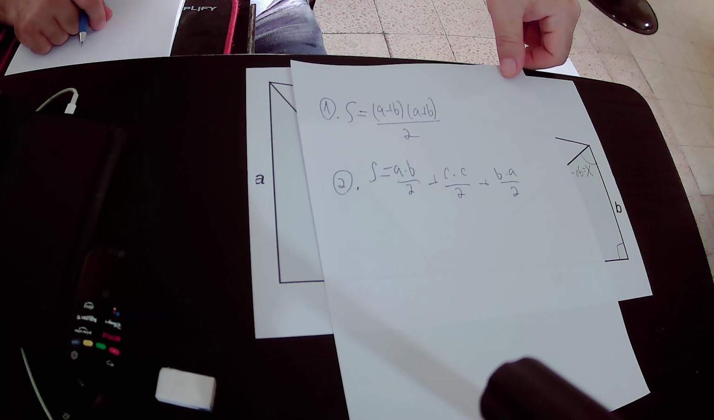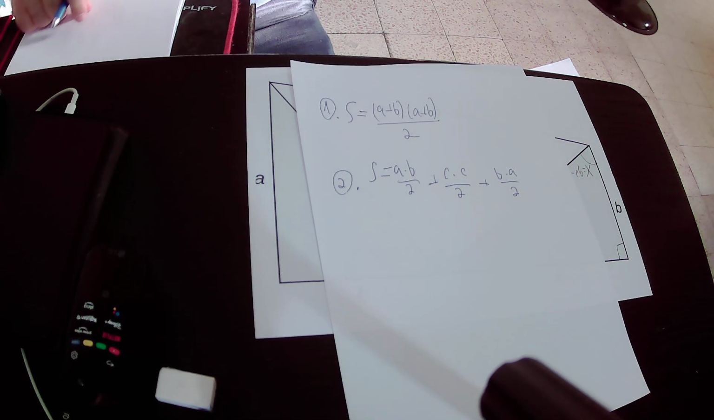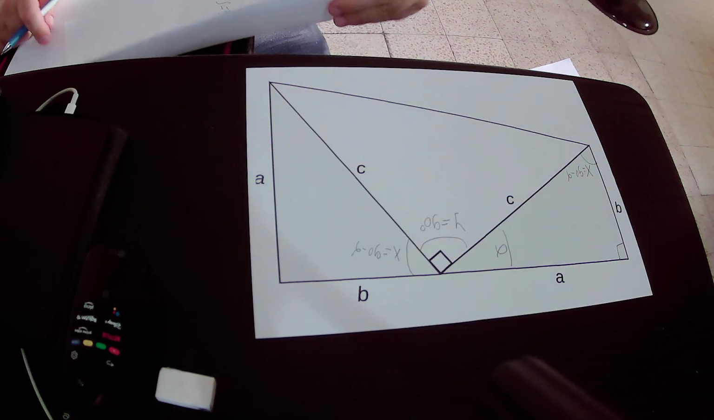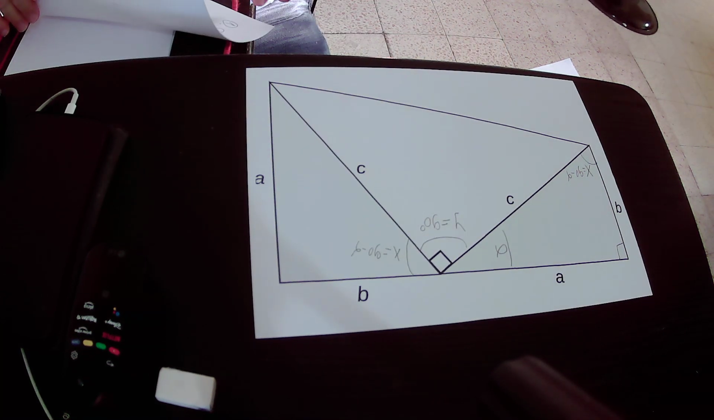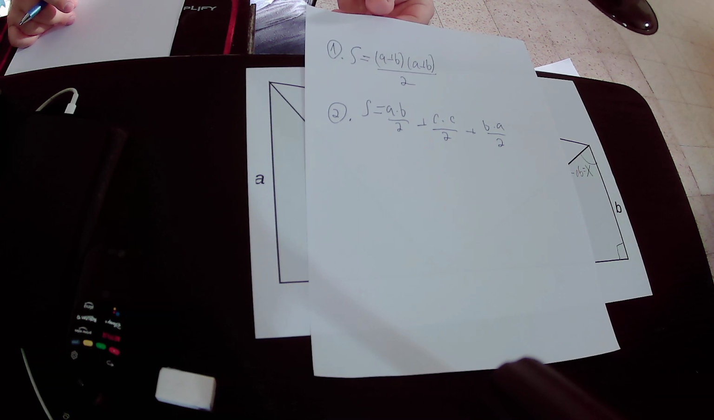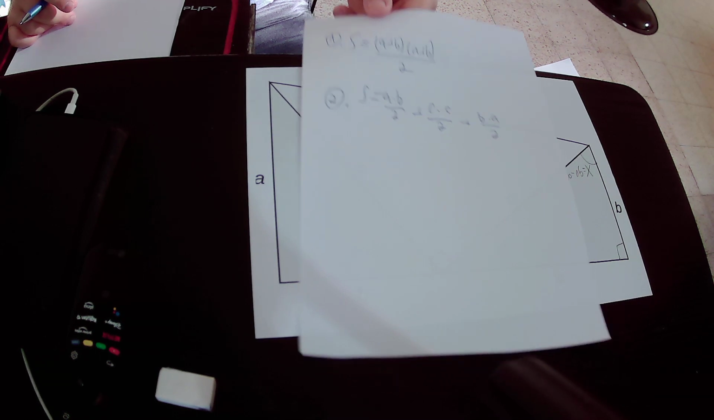Now, as I already said, it is the same area, the same trapeze. We actually just calculated the same area in two different ways. And of course, expression 1 equals expression 2. So we will make a new equation that says that expression 1 equals expression 2.